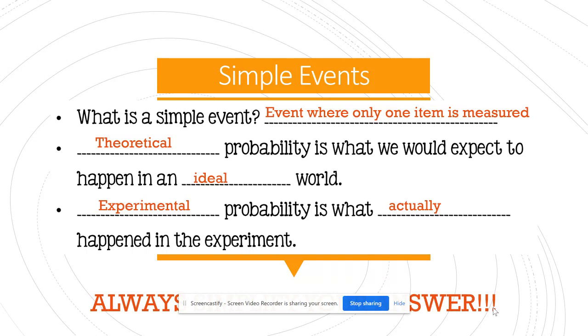Theoretical probability is what we would expect to happen in an ideal world. And experimental probability is what actually happened in the experiment. So experimental is more you doing the experiment. Theoretical is what would we expect. Remember that when you're finding probability, you always simplify your answer.